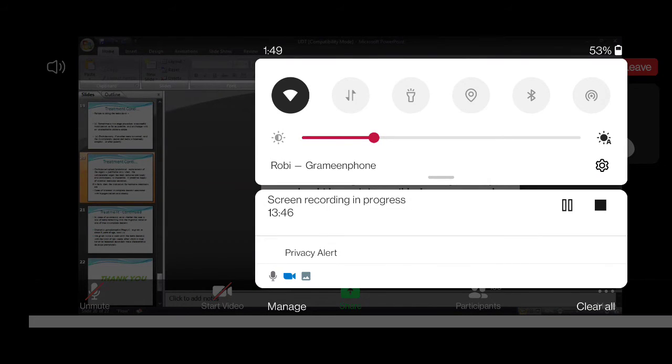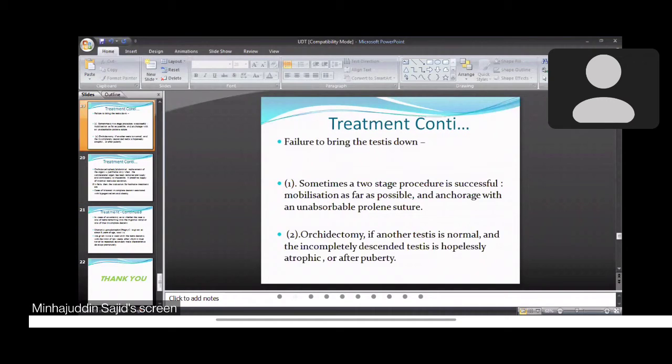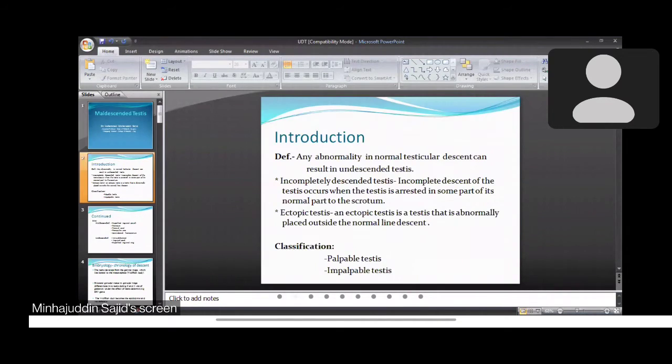Sir, what is the difference between palpable maldescended testis and non-palpable maldescended testis? Okay, I will tell you. Palpable testis and impalpable testis. The palpable testis is a testis which can be palpated. That means if it lies within the deep inguinal ring, or within the inguinal canal, or in the superficial inguinal ring, or in the superficial inguinal pouch, or in another ectopic site, these are all palpable testis.